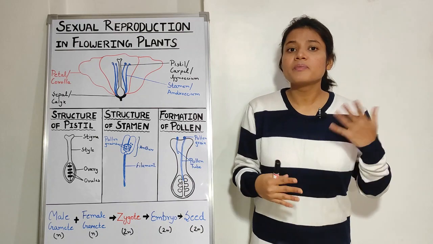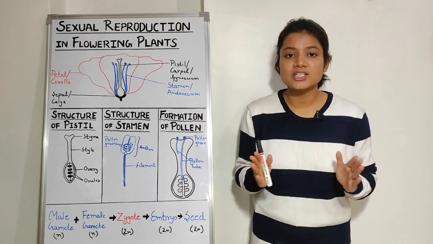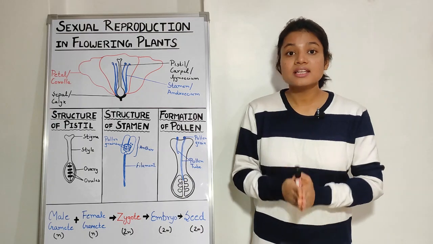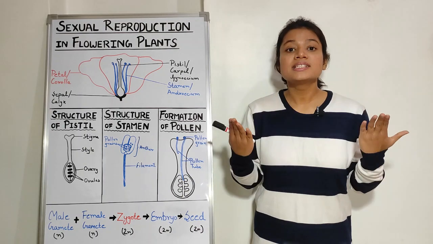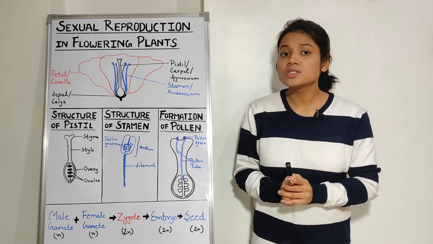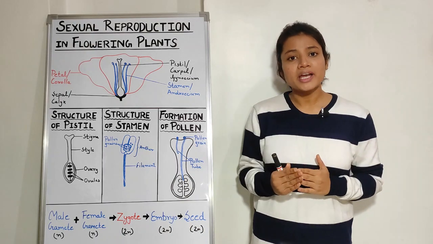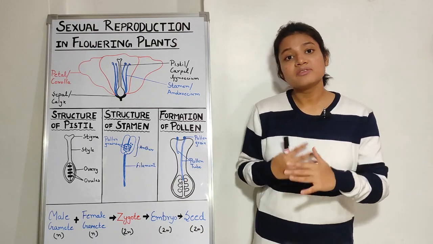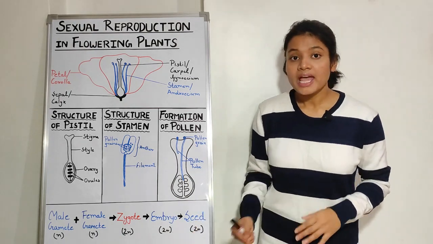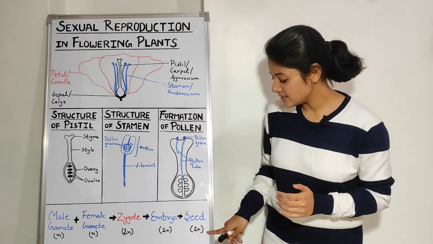The fusion of male gamete and female gamete is termed as fertilization, and this fertilization results in a diploid cell structure, which is known as zygote. This zygote is also a unicellular stage. After mitosis, the zygote gets converted into embryo, and embryo undergoes modification and forms the seed.